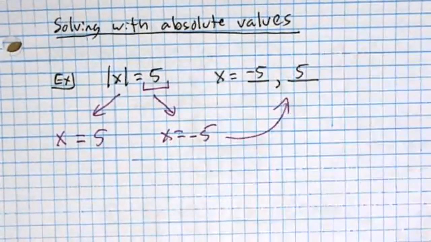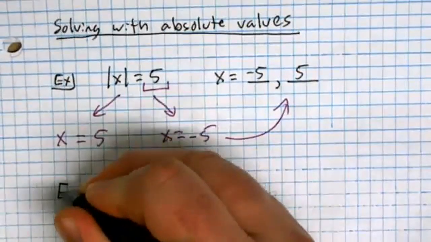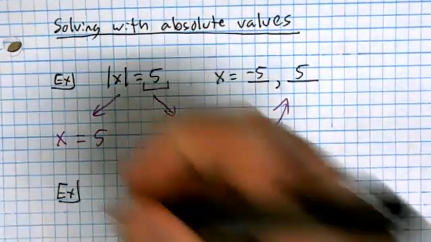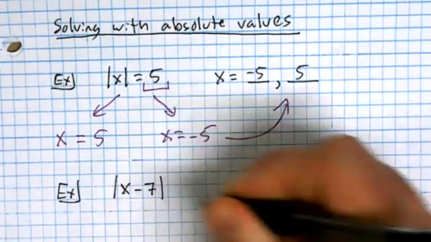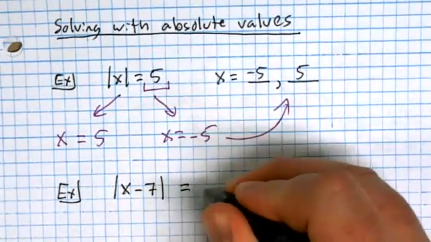Okay. So we split it into two equations. Absolute value stays the same. Number on the other side, one version stays the same, one version flips the sign. Let's look at a more complicated example. x minus 7 inside the absolute value this time equals 10.